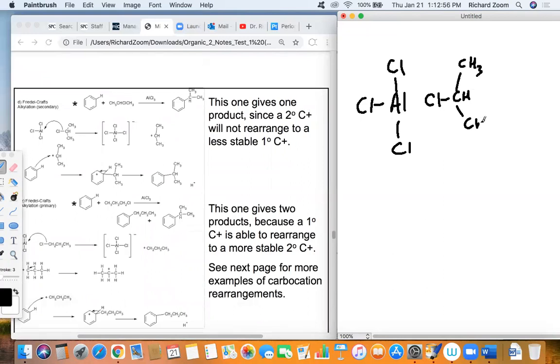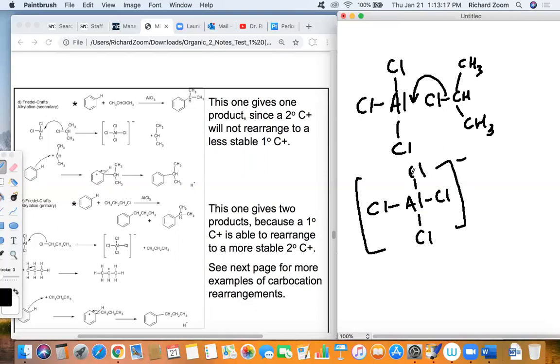And you'll see the pattern is as follows. It's like I showed you earlier, the electrons from the Cl bond form a new compound with the aluminum that gives it an octet. That's why this reacts in the first place. So that has a negative charge on it. And then the rest of it has a positive charge. But what I want to point out here is that the positive charge is on the C that had the Cl. Does anybody have any questions?